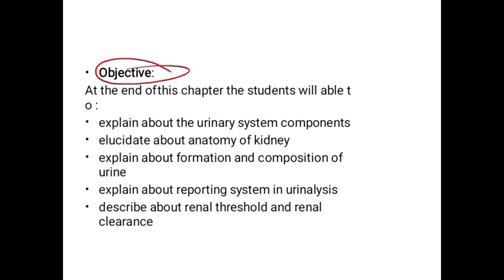Objective. At the end of this chapter, the student will be able to explain about the urinary system and its components.